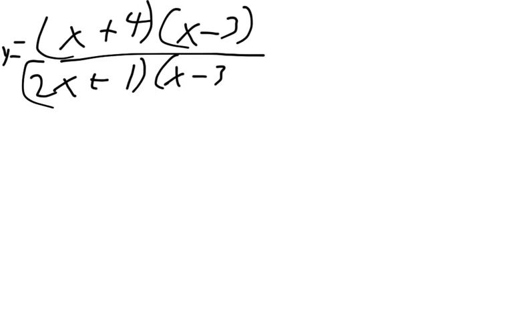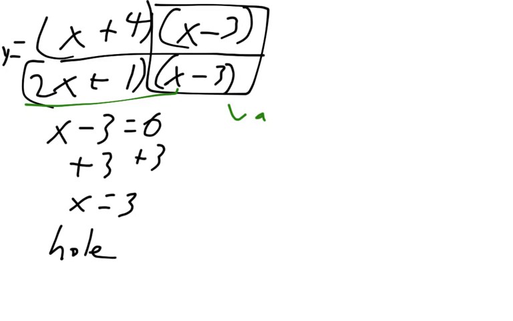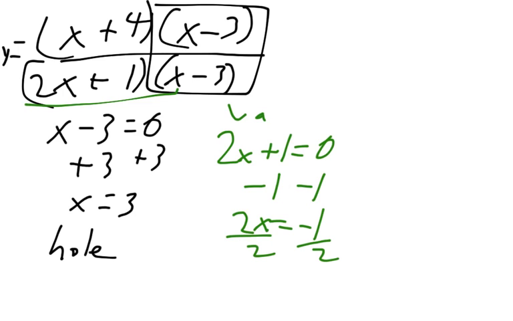Alright, so we're looking for vertical asymptotes, horizontal asymptotes, and holes in this one. Since these two things match, that's going to tell us where the hole is. So I add 3 to both sides. I get x equals 3, and that's the hole. Now for the vertical asymptote, I'm going to take this 2x plus 1 that didn't match anything on top and set it equal to 0. And I got 2x equals -1, and x equals -1/2.